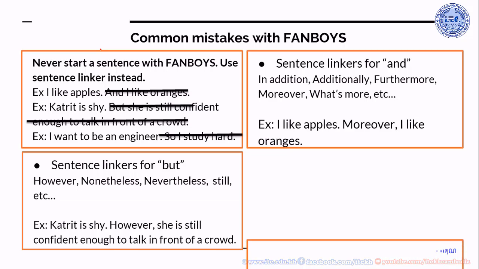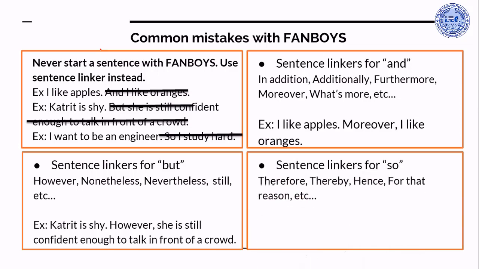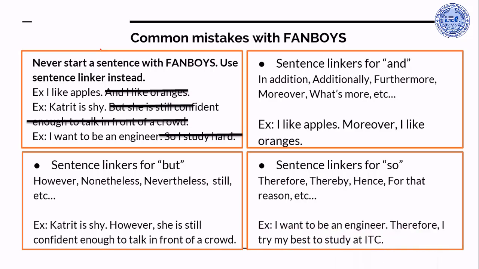these are sentence linkers for but, and the other one is sentence linkers for so. So instead of saying so, you can say therefore, thereby, hence, for that reason, etc. Take a look at the example. I want to be an engineer. Therefore, thereby, hence, for that reason, I try my best to study at ITC. All of them mean so, and it sounds fancier, it sounds more academic, and it's right. So it's wrong: you cannot use so to start a sentence. So here you can use it.